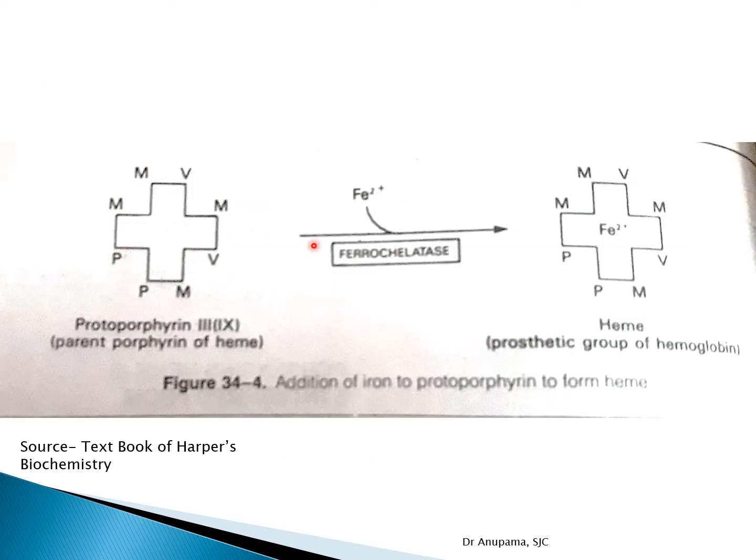When protoporphyrin 9 is chelated with iron in the presence of ferrochelatase, it forms heme. So heme is the prosthetic group which is attached to this asymmetric protoporphyrin, which is a derivative of heme. Heme is derived from protoporphyrin 9. You get it only after chelation with iron.